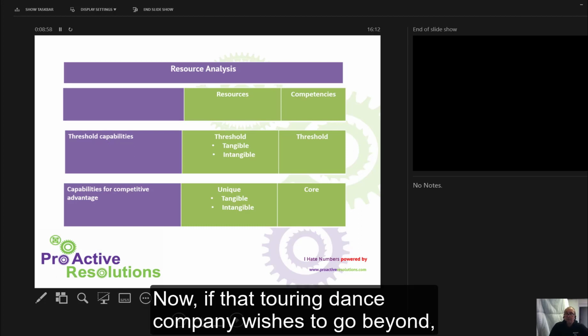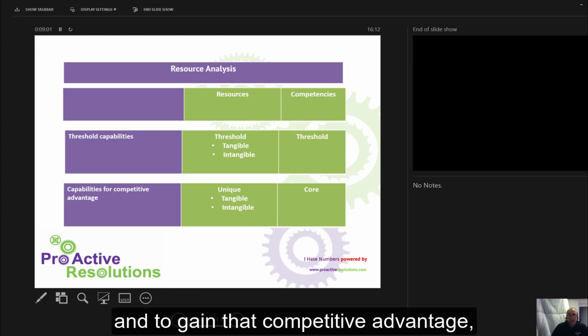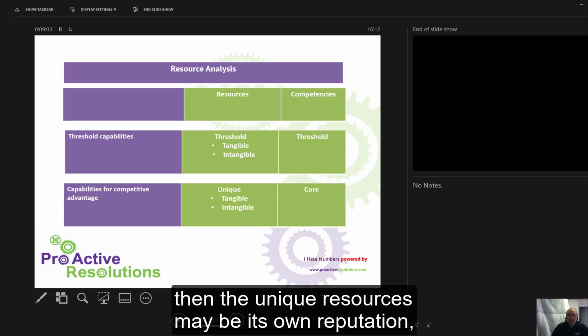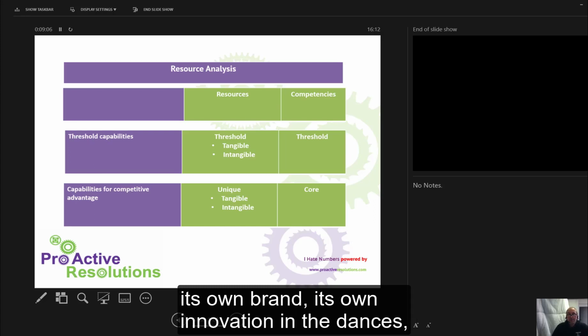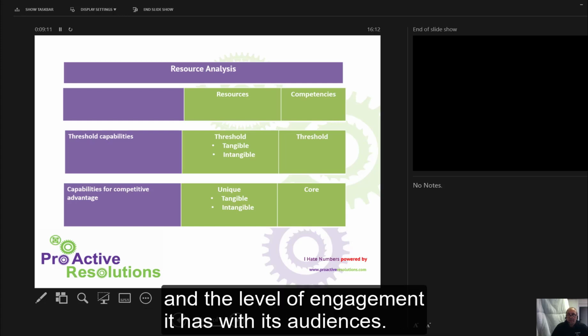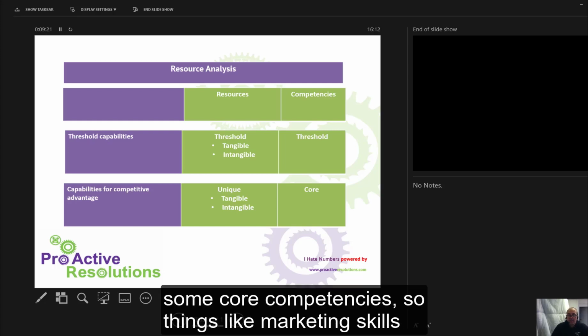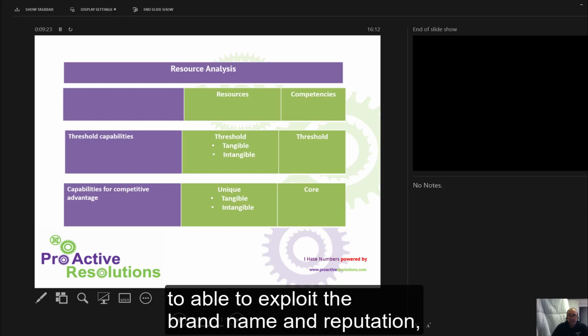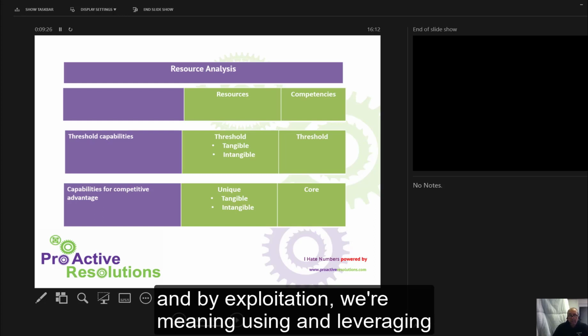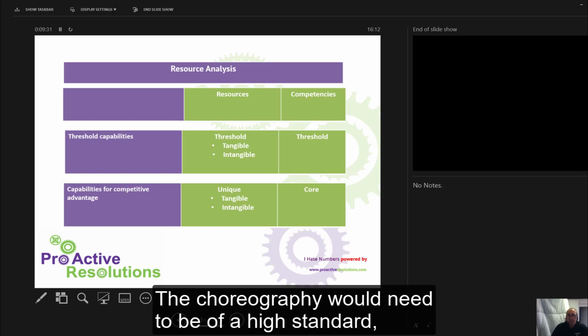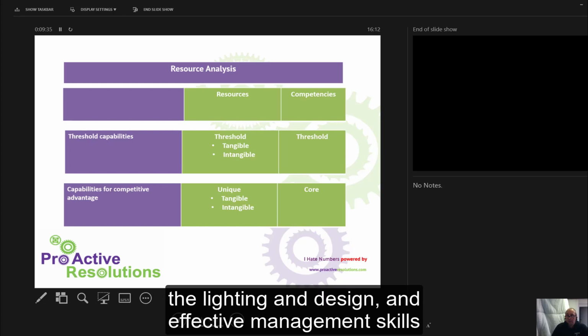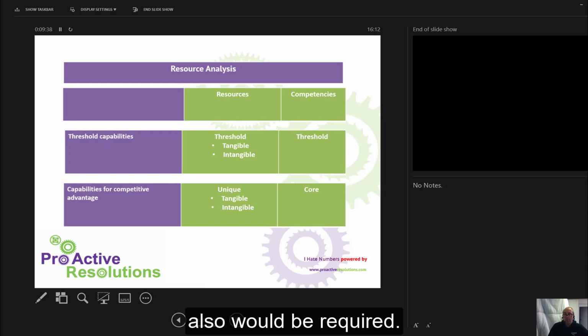Now, if that touring dance company wishes to go beyond and to gain that competitive advantage, then the unique resources may be its own reputation, its own brand, its own innovation in the dances and the interpretation that it does, and the level of engagement it has with its audiences. Now, allied to that, it would also need some core competencies. So things like marketing skills to be able to exploit the brand name and reputation. And by exploitation, we mean using and leveraging the reputation that it's built up. The choreography would need to be of a high standard. The lighting and design and effective management skills also would be required.